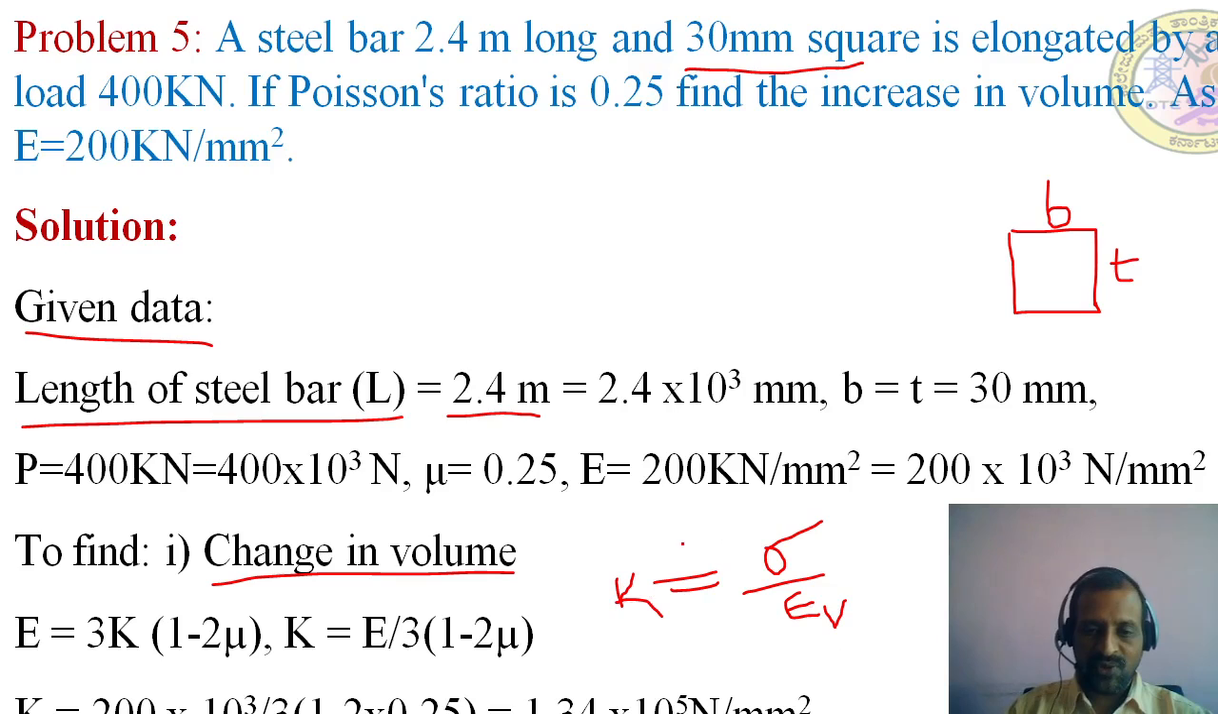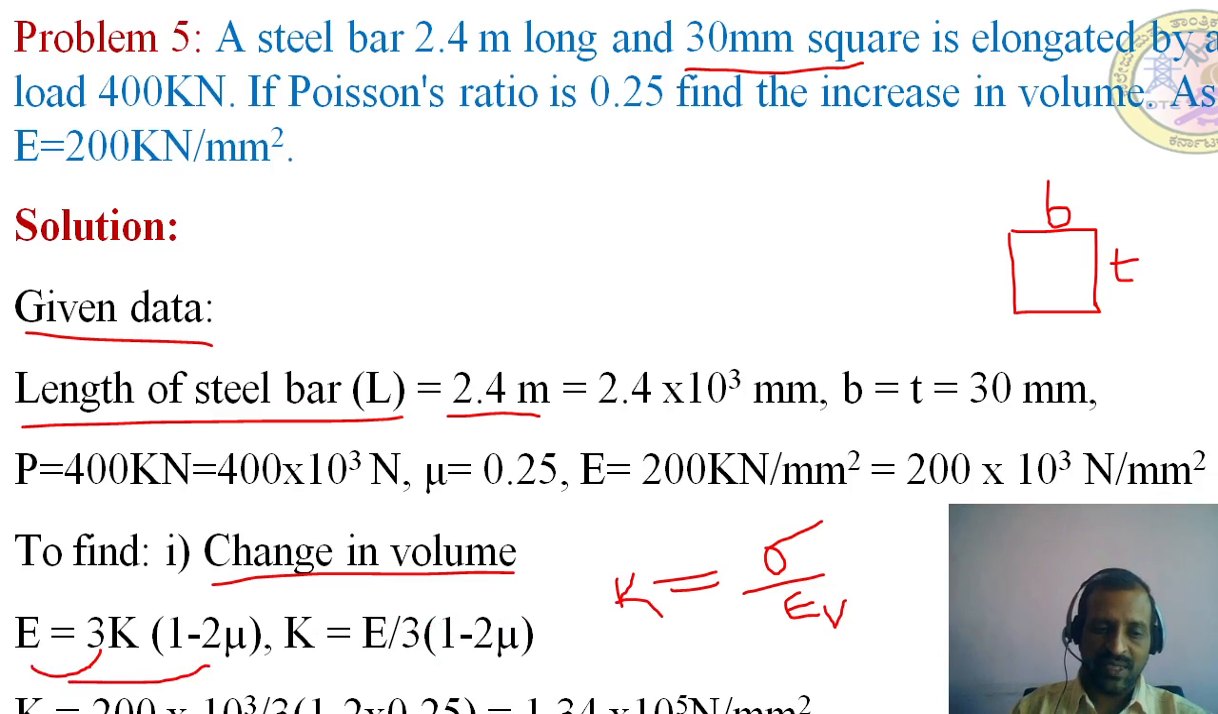By this formula, now I am calculating K. How to calculate K? You write the relation between K and E. We know that the relation between K and E is E equal to 3K into 1 minus 2 mu. Here mu is Poisson's ratio. Poisson's ratio is also given in the problem, and E is also given. Then find out K, that is bulk modulus. Keeping E this side and K here only, you bring 3 and 1 minus 2 mu to the other side. So K is equal to E divided by 3 into 1 minus 2 mu.